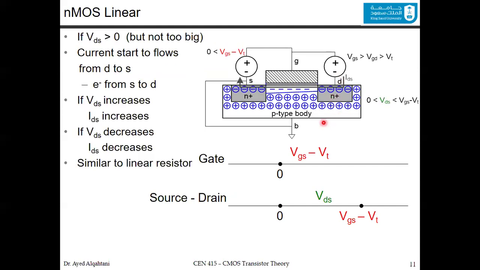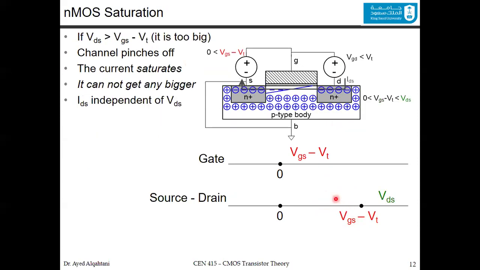Now we will increase this VDS to more than VGS minus V threshold. So let's see what will happen. This is what we will discuss next, which is the saturation region. In the saturation region, we have VDS larger than VGS minus V threshold, or we say that it is too big. Because of this, you can see that the channel pinches off, and because of this, the current saturates.